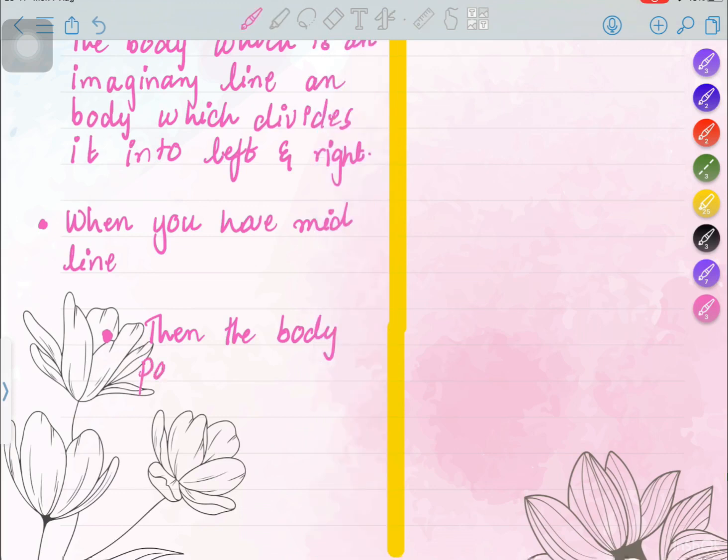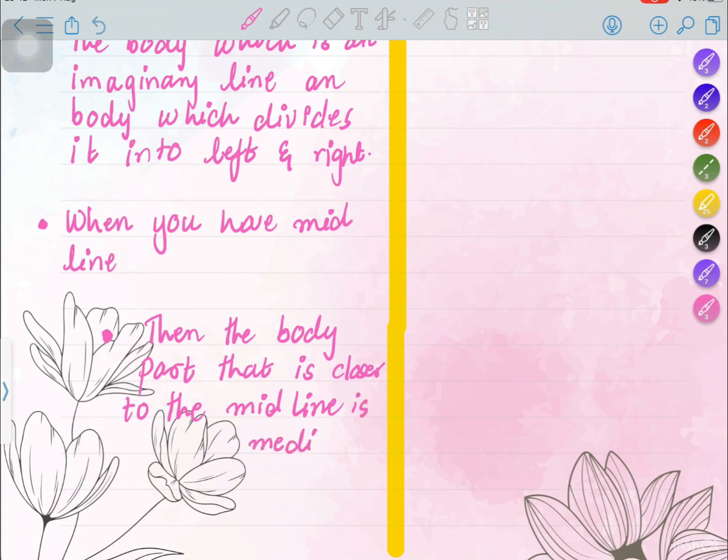I will show you how you have to read that one. I know it's a little bit confusing, so let me write it first. Then the body part that is closer to the midline is medial to the structure further from the midline. Remember, in medical terms we always talk about references compared to one another. So the body part that is closer to the midline is medial to the structure further away.